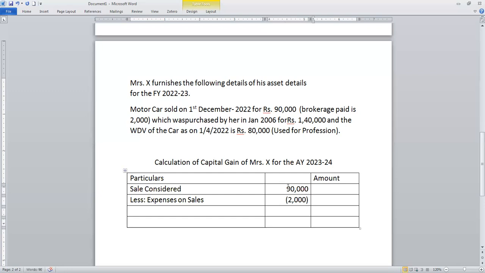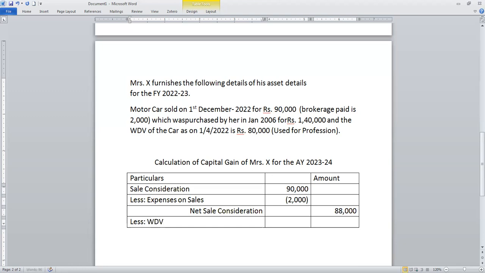After that, whatever answer is coming is called the net sale consideration. How much? I am writing in the outer column, 88,000. Now we are going to deduct. Generally, for a normal asset, you deduct the indexed cost of acquisition in the case of long term, and only the cost of acquisition if it is short term. But when you have a depreciable asset, we consider only the WDV of that particular asset.